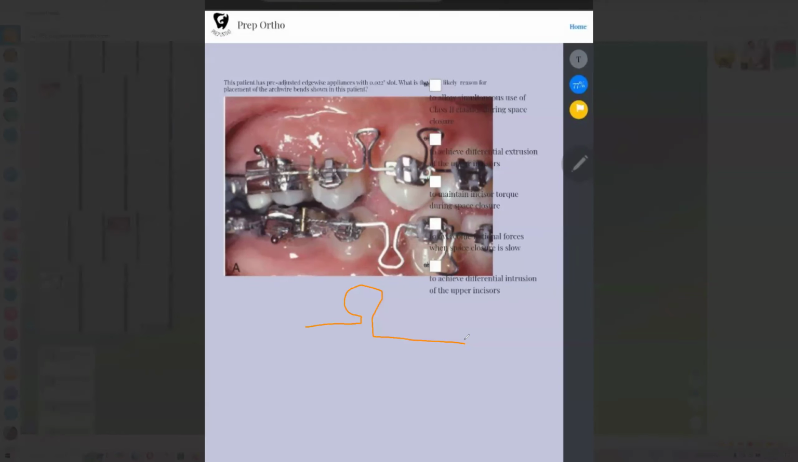To maintain incisor torque while space clear, no. Overcome frictional resistance while space clear, yes, that is one way to achieve differential intrusion. So I will go with overcome frictional resistance, option D here. That is more important than using class 2 elastics.